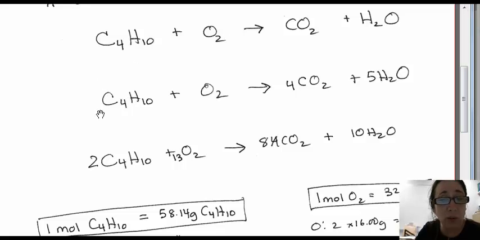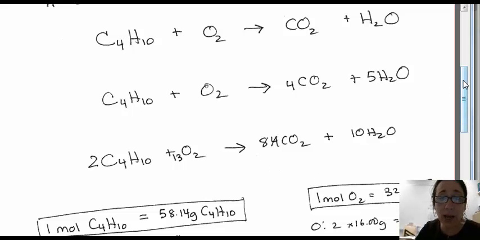So up here I had a coefficient for butane of 1, multiply that by 2 to get 2. Over here I had a coefficient of 4 for carbon dioxide, multiply that by 2 to get 8. Over here, coefficient of 5 for water, multiply that by 2 to get 10. So now when I count my oxygens on my product side, I'll have an even number because I've doubled everything. 8 times 2 is 16, 10 times 1 is 10, 10 plus 16 is 26. That's an even number. And so I can have a coefficient in front of oxygen of 13. 13 times 2 is 26. So now I have a balanced chemical equation.